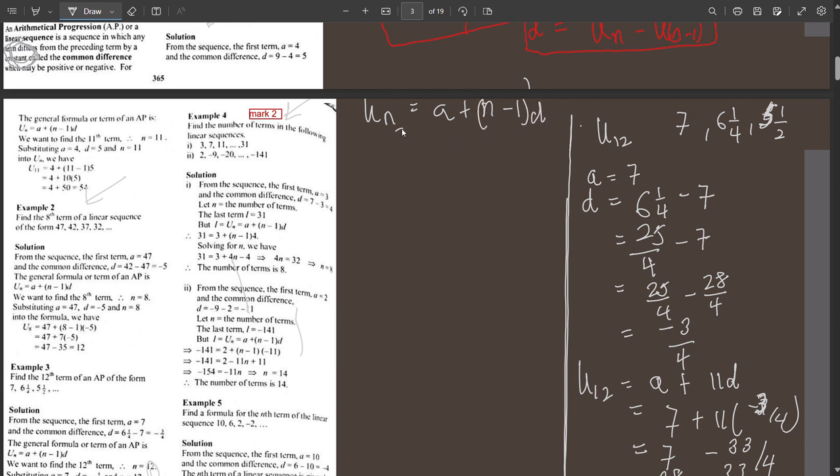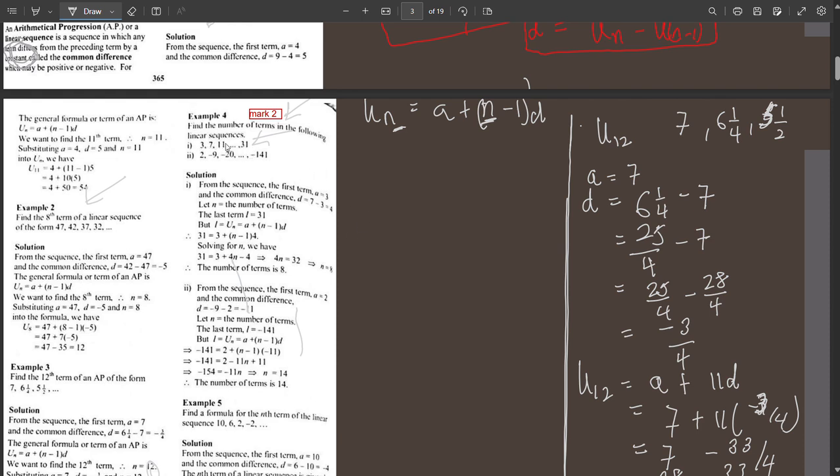Number of terms is the n you see here. So it means we are finding n in this sequence. We've been given the terms of the sequence: 3, 7, 11. There are terms here, but they just use the dots to show that it's not important. And then they gave us the last term.